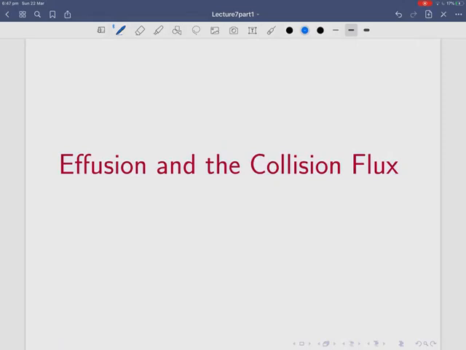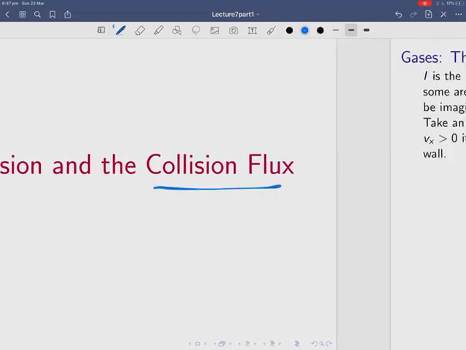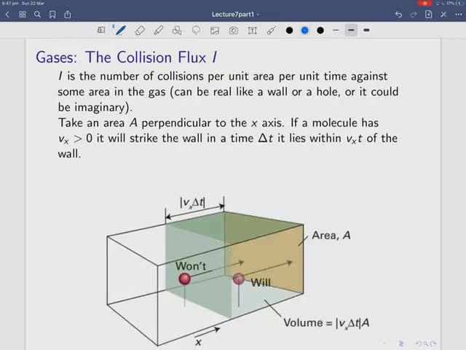So, having introduced that, let us discuss effusion, which is basically molecules flowing through a hole, and the collision flux. So, let's introduce that. So, the collision flux, which will give the symbol big I. I is the number of collisions per unit area, per unit time, against some area in the gas. Now, that area could be real, it could be a wall, it could be a hole, or it could be completely imaginary. Just imagine slicing your gas into two regions. Just imagine what the collision flux is. So, let's make this the x direction. Okay, we have a couple of molecules here, there and there.